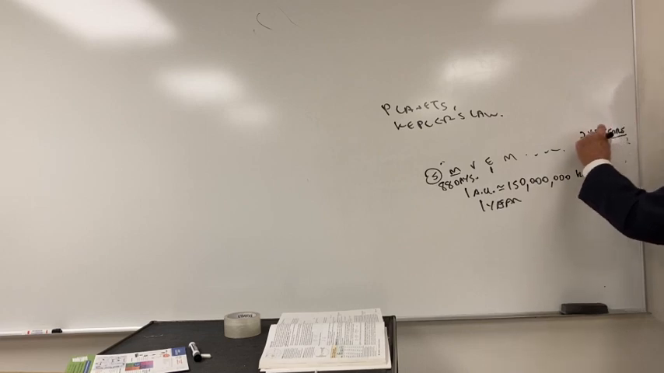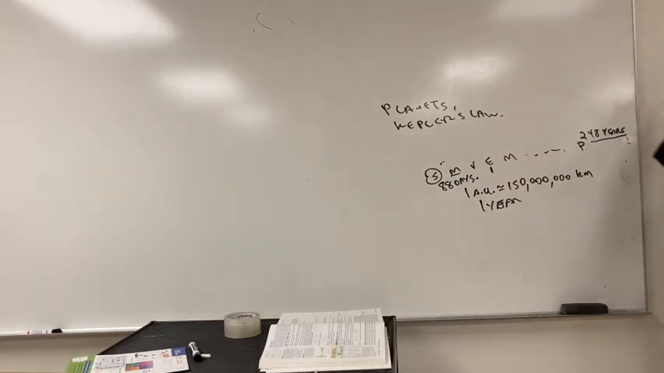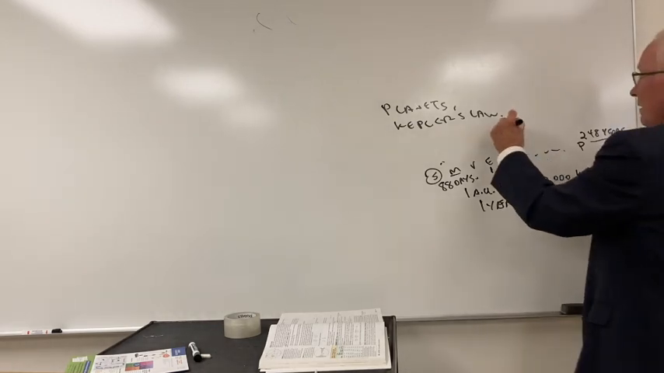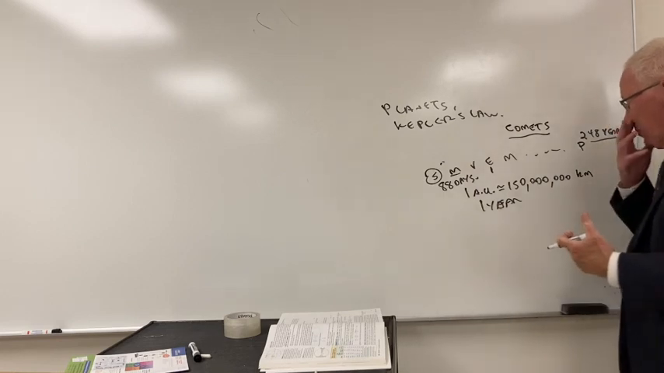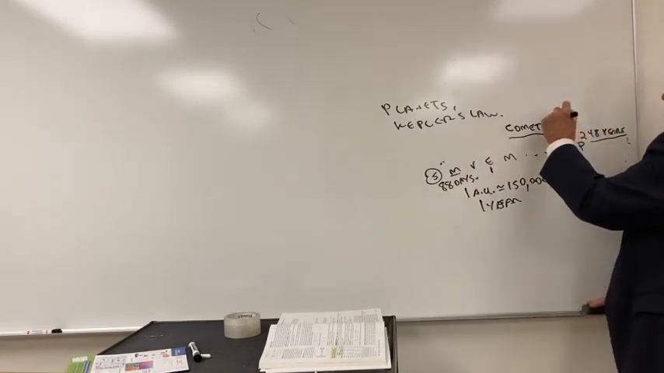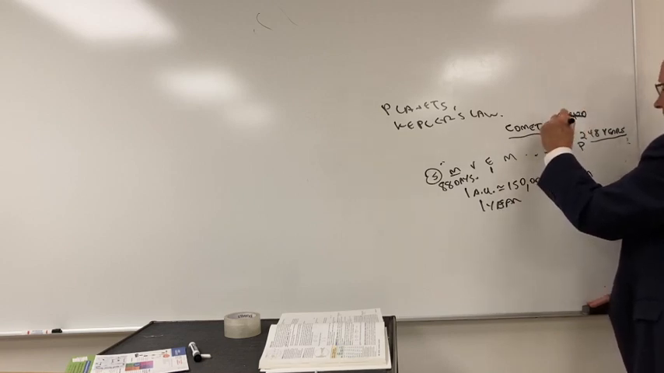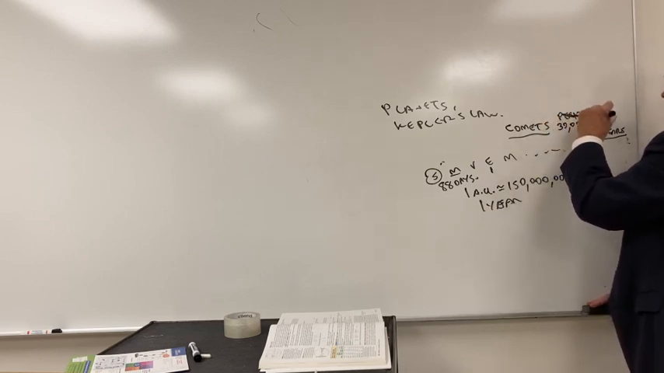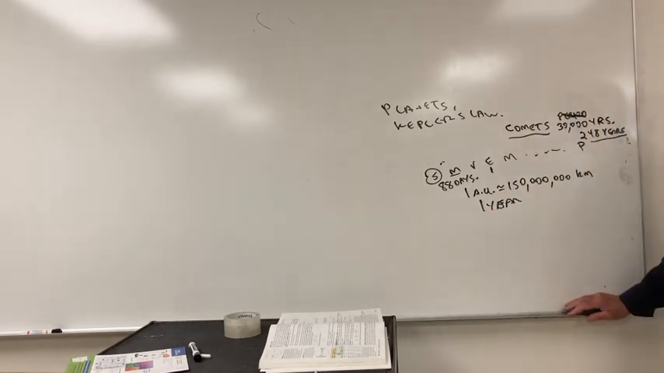There are things that are actually beyond that, and they have periods of thousands of years. We get the comets. We're not going to get into orbits and things like that. It's not an astronomy class. You have comets that have periods of up to 30,000 years. They are so far out there, they take forever to orbit.